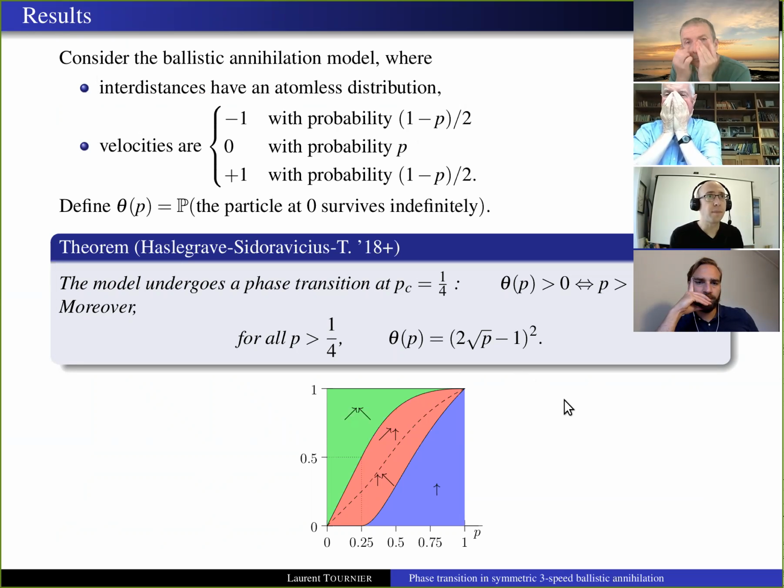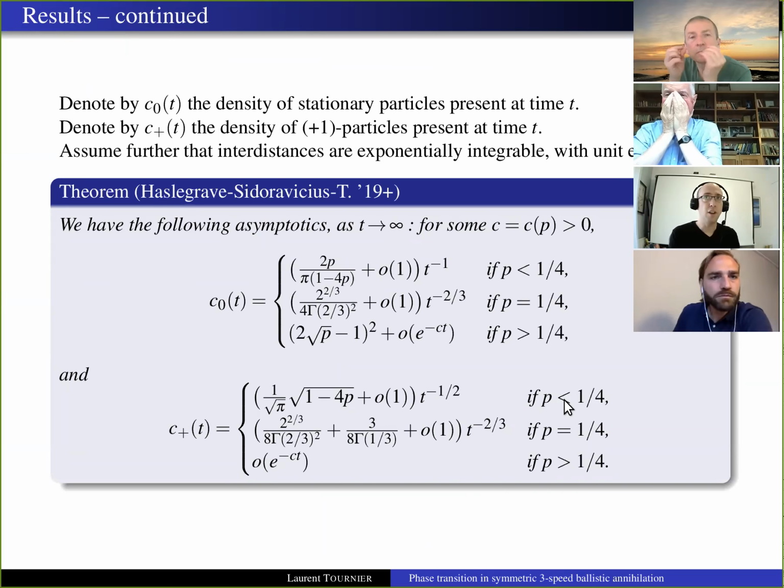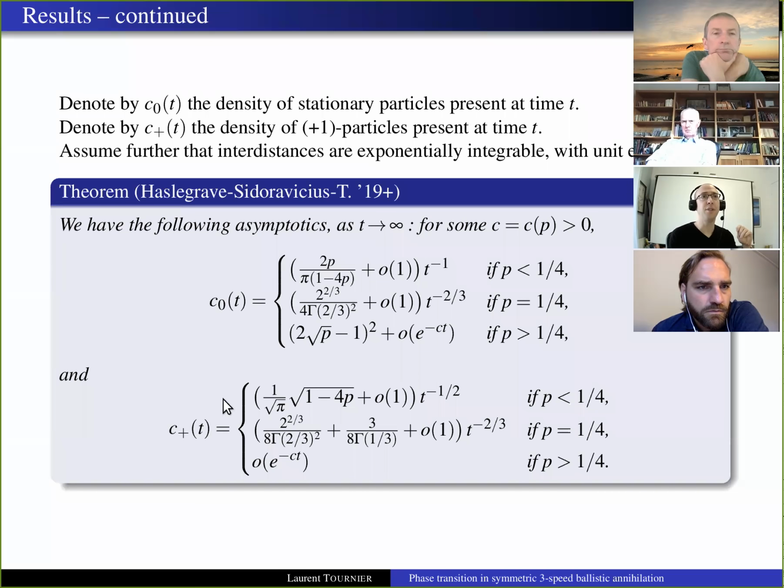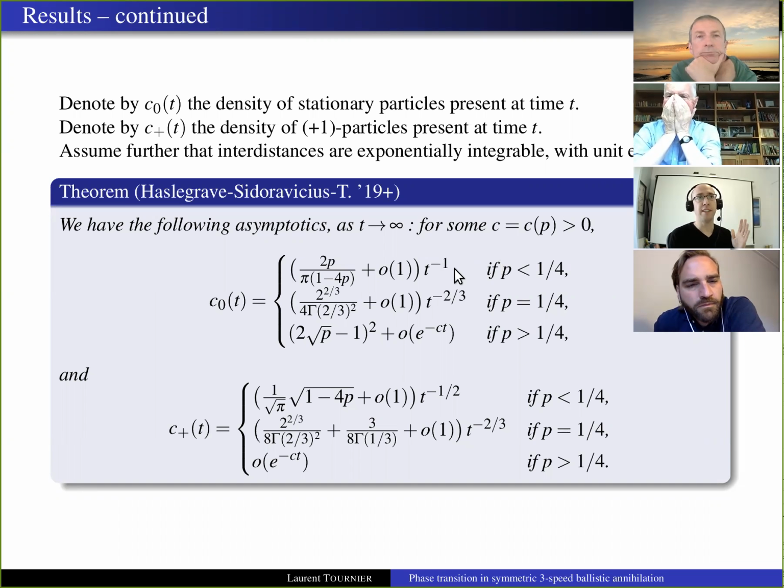And furthermore, we also have asymptotics for the densities of particles. C0 is the density of stationary, static particles at time t. C plus is the density of moving particles, let's say +1 particles. If you consider densities with respect to the distance, then you have to normalize the distance somehow. So we ask that the interdistances have a unit expectation, and for technical reasons we also ask that they are exponentially integrable. Then we get this asymptotic. In the subcritical regime where every particle gets annihilated, the density of static particles decays like 1/t, while moving particles decay like 1/√t. So the static particles vanish before the moving particles.